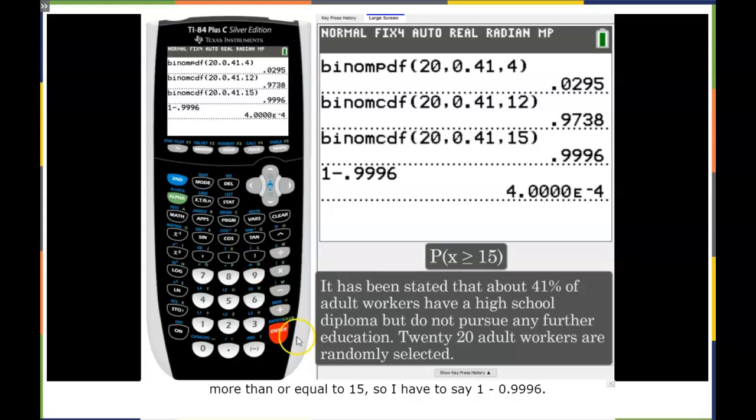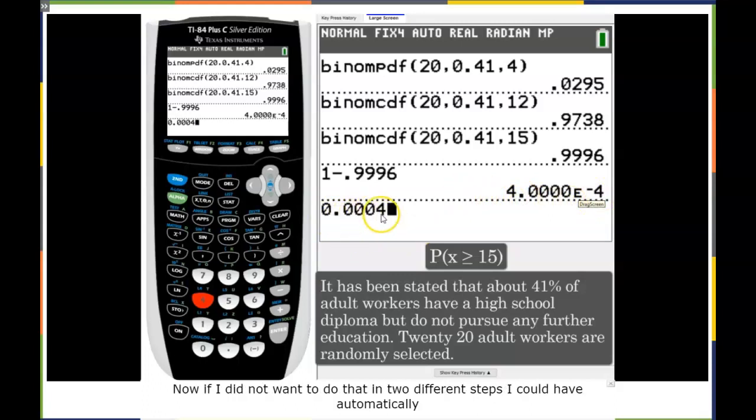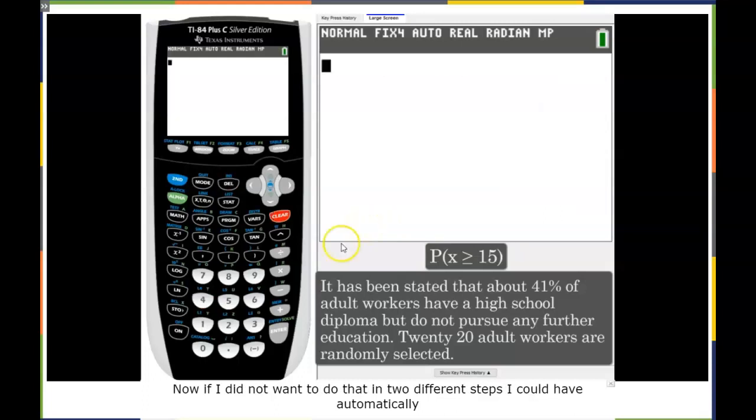0.9996. And that gives us 4 E to the negative 4. In other words, 0.0004. Okay, 1 minus that. Make sure when your answer has this E value, that's scientific notation, you've got to move your decimal 4 places. So it's 0.0004.